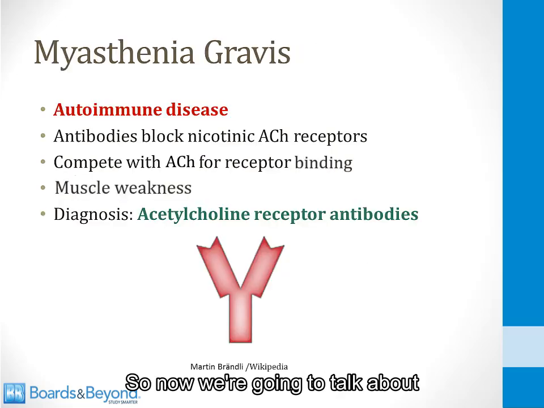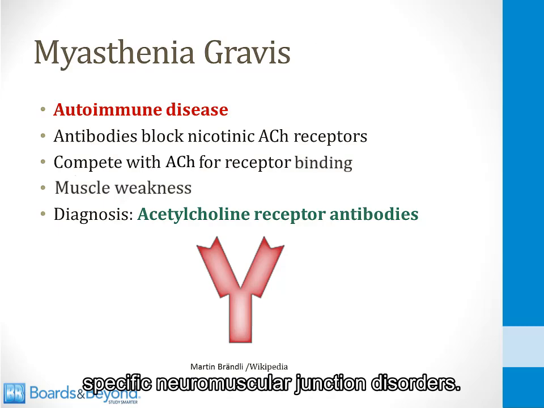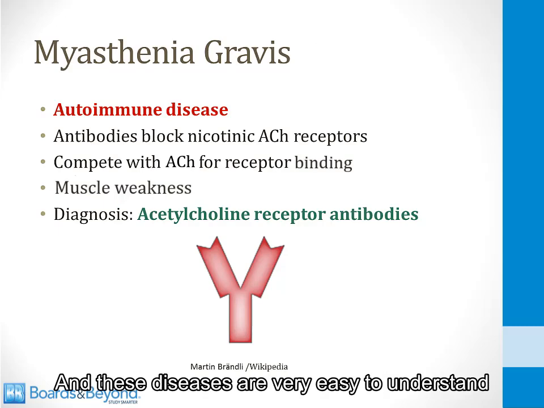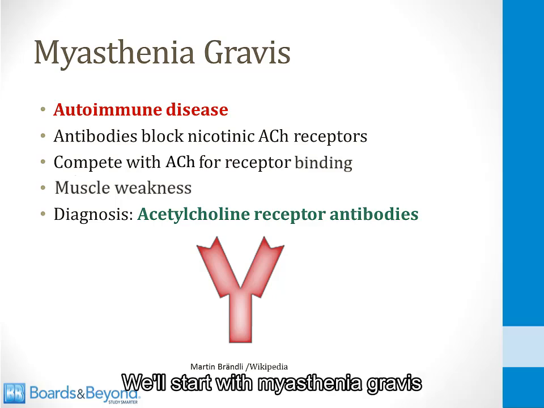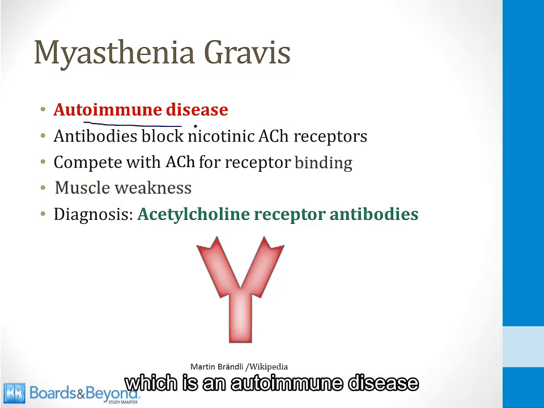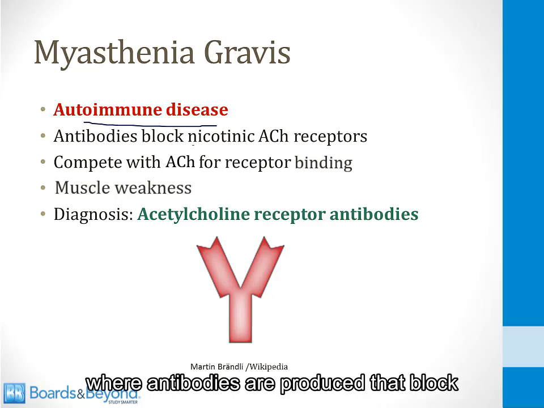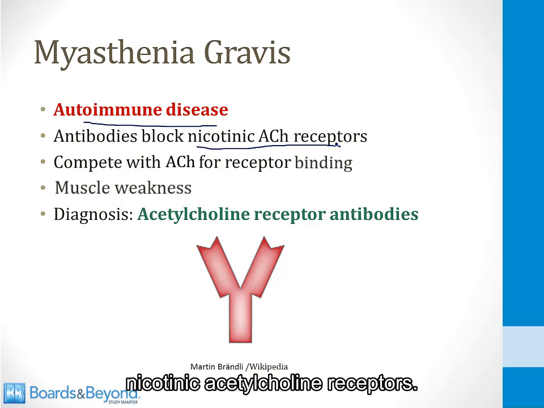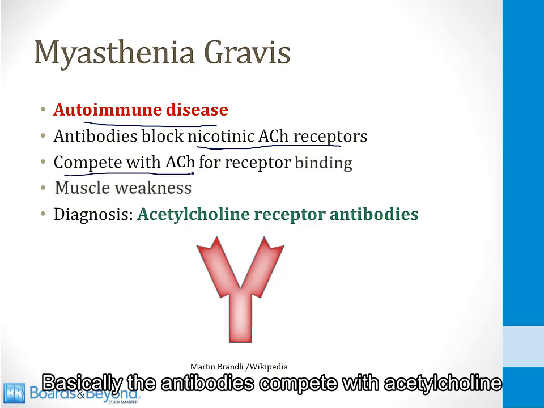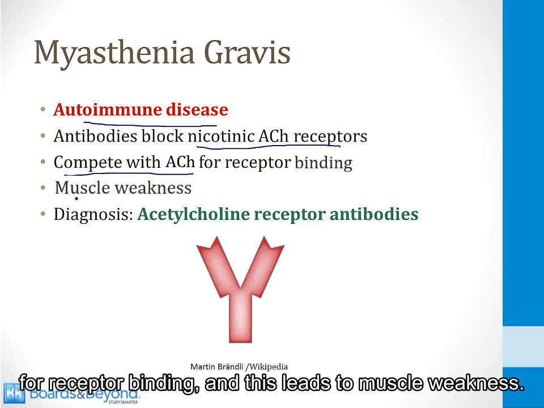So now we're going to talk about specific neuromuscular junction disorders, and these diseases are very easy to understand if you just know how a neuromuscular junction works. We'll start with myasthenia gravis, which is an autoimmune disease where antibodies are produced that block nicotinic acetylcholine receptors. Basically, the antibodies compete with acetylcholine for receptor binding, and this leads to muscle weakness.